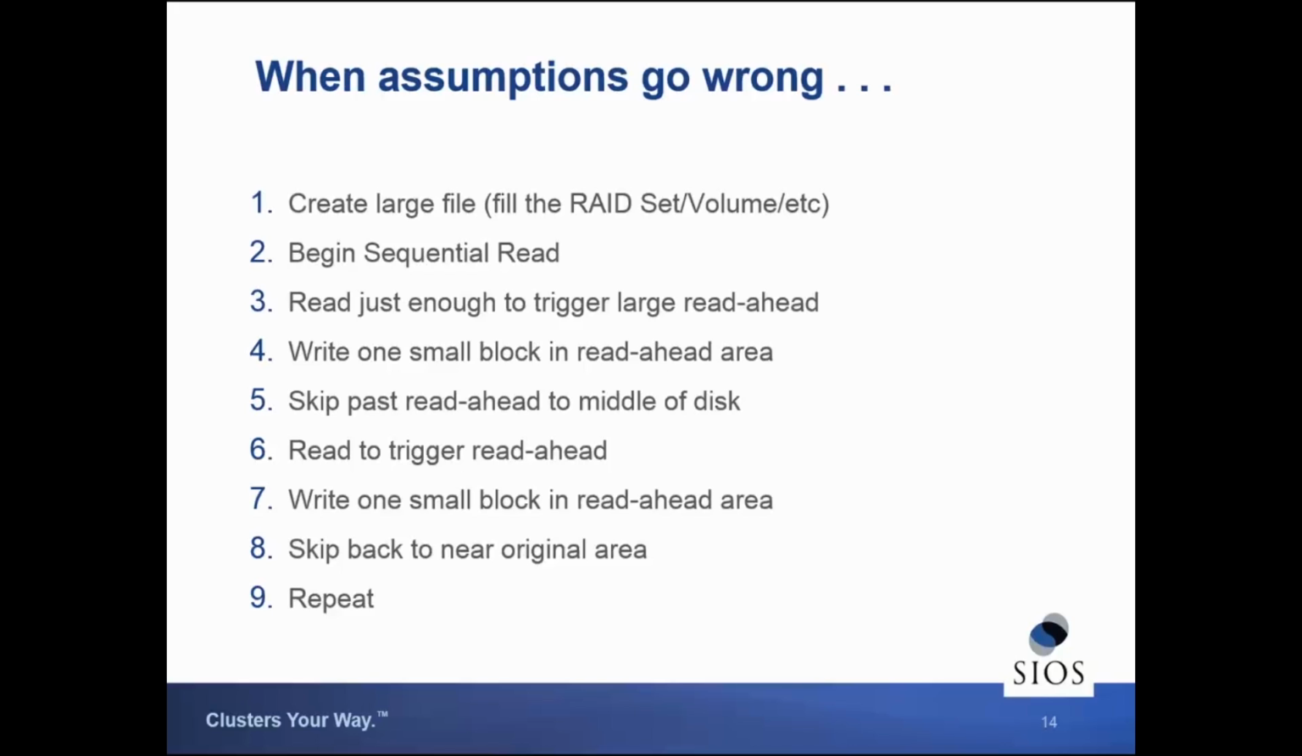Try this sometime, but don't do it on your production box, and don't tell them I told you how to do this. Create a very large file. Now, this file needs to be a significant multiple, at least 5 or 10 times the size of the cache in the SAN, because you want to overdrive that cache. You want to begin a sequential read and read just large enough to trigger the read ahead in the SAN.